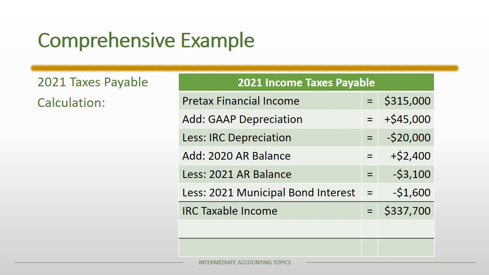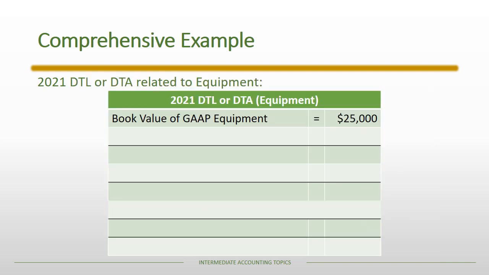So together that gives us our Internal Revenue Code taxable income of $337,700. We apply the tax rate, and now we have our income taxes payable of $118,195. So our next step then is to calculate the DTL or DTA related to different items, and of course we're going to focus on the equipment first.